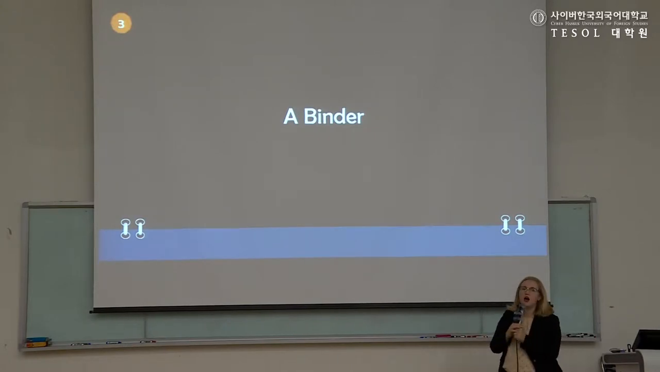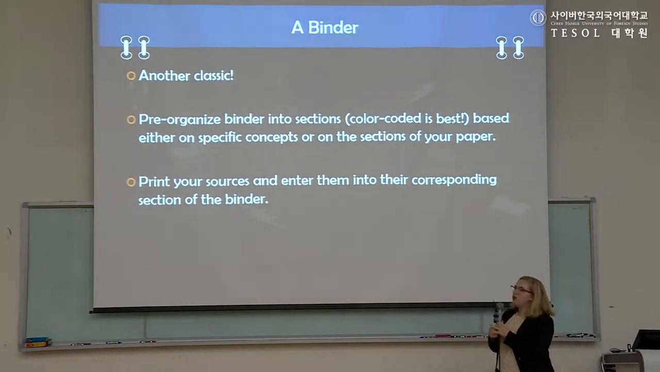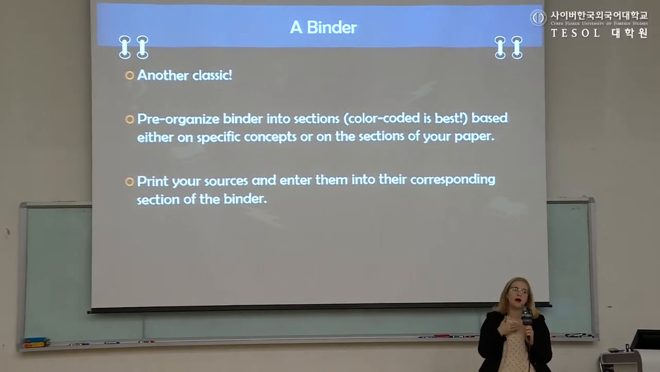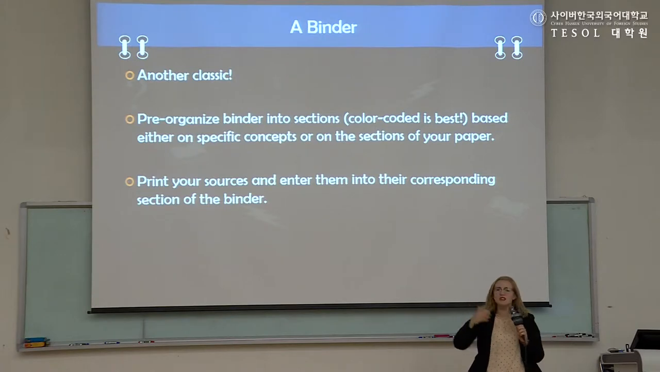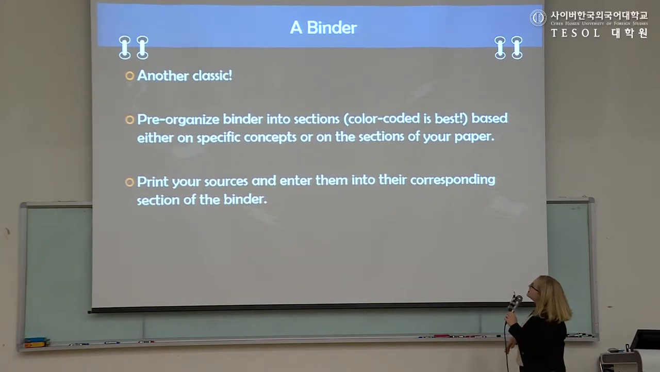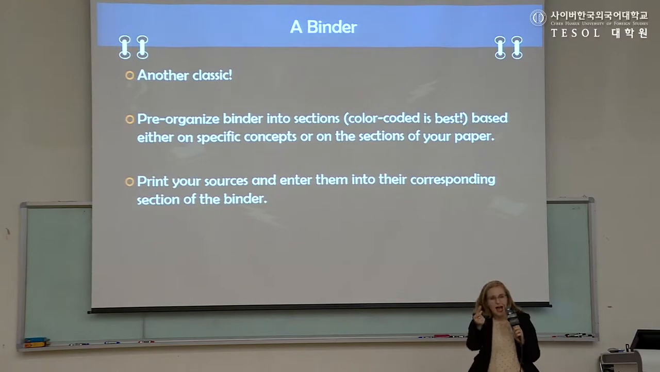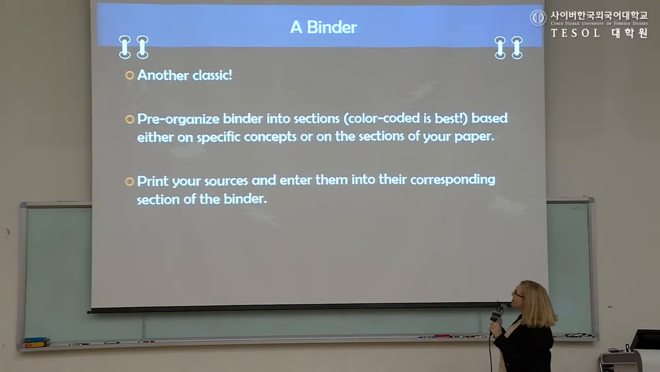We can use them in a lot of ways similar to the index cards and to other sections. You can handwrite little summaries of each source, or you can type them up and just print them out, put them in your binder. You can organize your binder into different sections, color-coded sections, based on the concepts of your paper, the sections of your paper. You can organize them however you like. You can print the sources, the actual source, if it's an article, stick it in the binder with a summary, everything. So laid out, so wonderful, so easy to access.